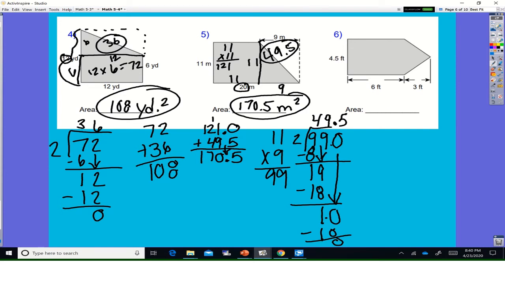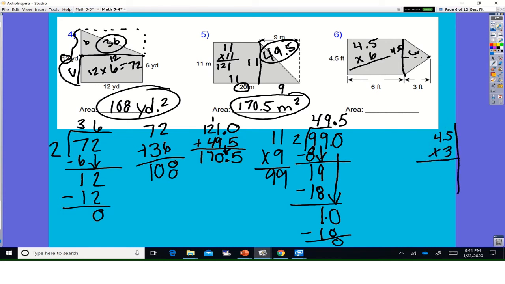Now looking at number 6, same thing. Figure out a way where you can break it up. And you may have to break up problems in more than just 2. That's totally fine. So right here I have 4.5 times 6. Then right here, if this is 3, that means from top to bottom, that would also have to be 3. 4.5 and 4.5, we would put that there. Now that triangle is going to be 4.5 times 3 times a half.